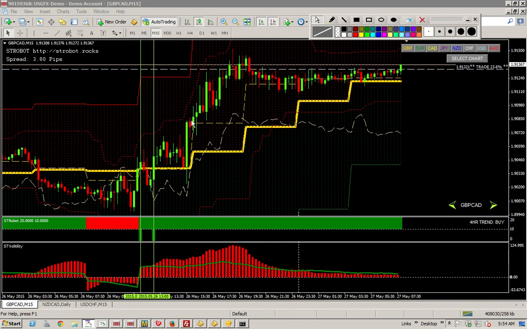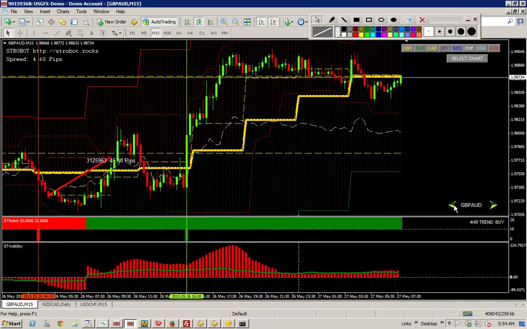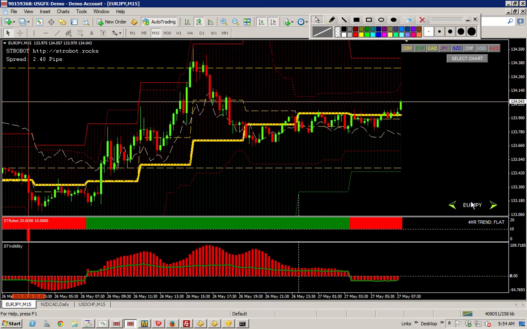These red and green areas are basically the expected movement of this currency pair. The dotted lines are the stops. So again here, you've also got trade history. Here's a little stop loss. We had 46 pips. Strobot moves the stop along with the currency pair, so as the pair moves down. Oh, there's a good one. Let's have a look at that one.